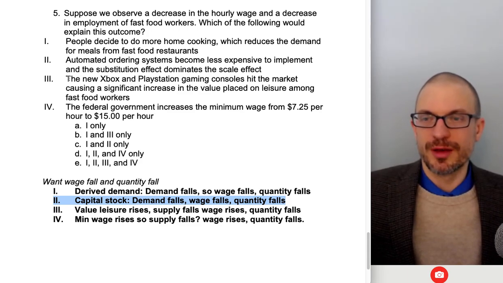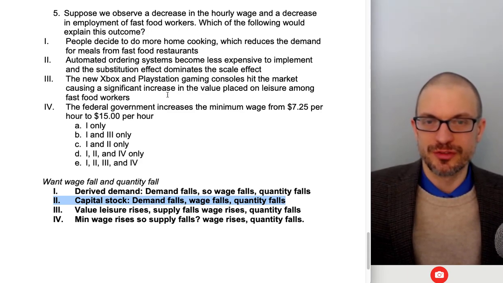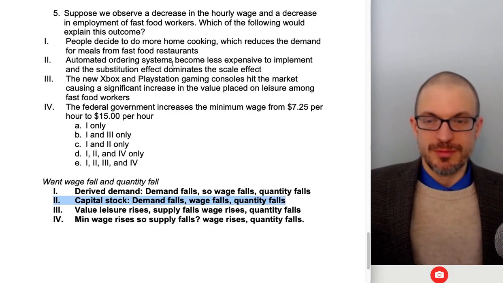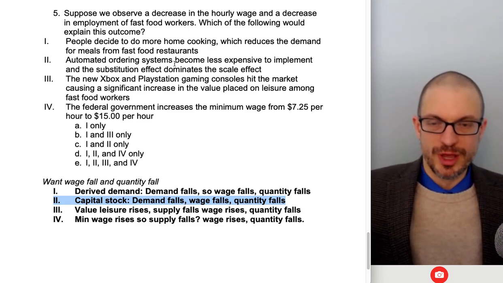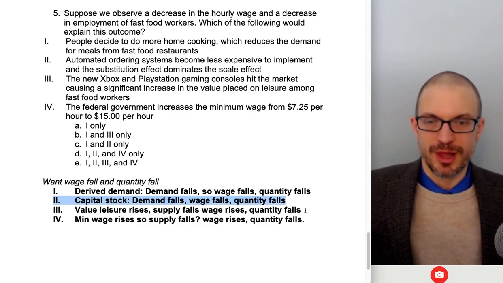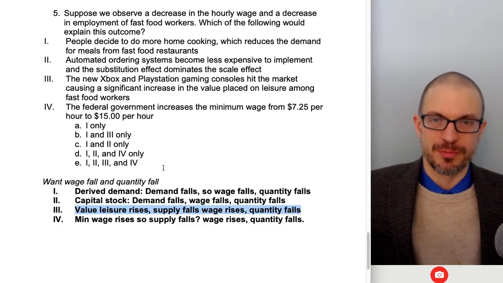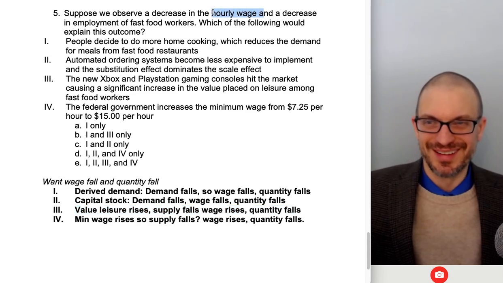All right, the new PlayStation and Xbox gaming consoles hit the market, caused a significant increase in the value placed on leisure. Well, that means fewer people are going to work at all possible wages. That's a leftward shift of labor supply, right? So the wage is going to rise, quantity is going to fall. Well, that's a problem because we need the wage to fall, right? And so number 3 can't be part of any correct answer.